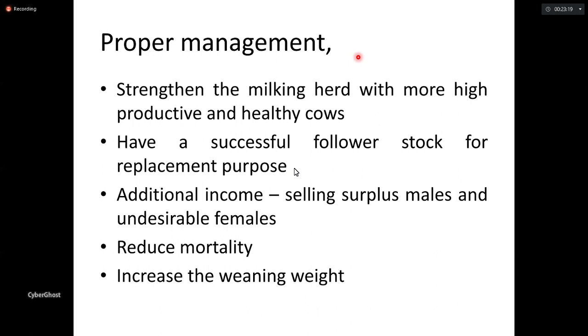And if we have very good proper management and if we have extra animals there, what we can do is sell them, right? Maybe we need only 50 cows or maybe a herd for future replacement.